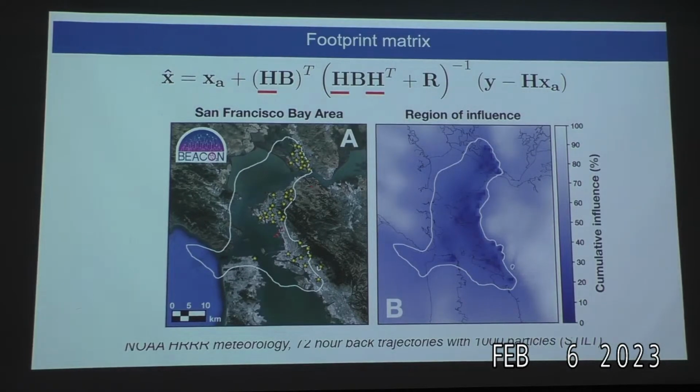So again, here are the observations that went into this particular inversion. Here is the footprint. This white line is a contour that's about 40% of the influence. It's where the influence is most structured. We don't think we have much power outside that.